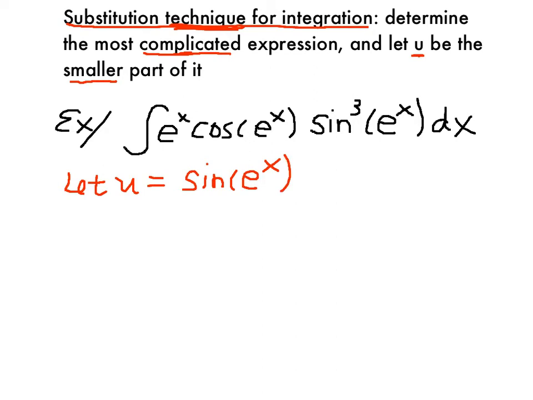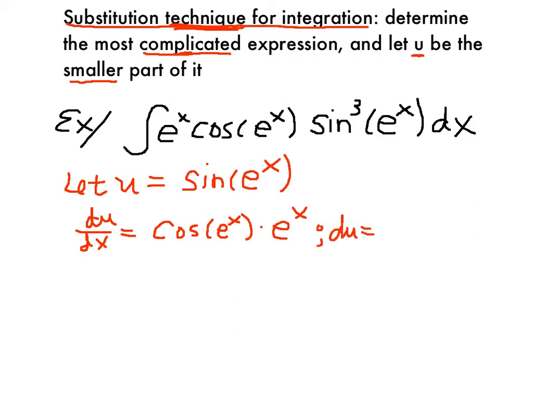So the next step is to differentiate with respect to x. And so du dx is equal to, well, the derivative of sine of something is cos of that something, times the derivative of the something, which in this case is e to the x. The derivative of e to the x is e to the x. And we actually want to write this as du is equal to cos of e to the x times e to the x times dx.